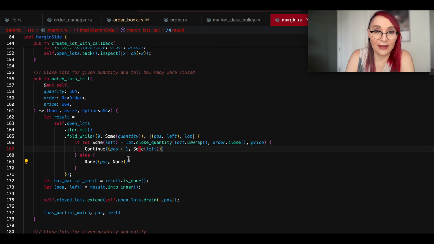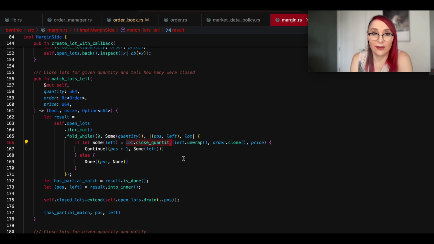And in this fold while, we close quantity on every lot that we go through. And this close quantity will return to us the quantity left that we didn't close in this lot. So close quantity on the lot will return the amount of quantity that was in excess of what was available in the lot. So if the lot was 5 and we tried to close 20, 15 is the excess. So if there is an excess, we continue and go to the next lot and match this 15 against the next lot. If there is no excess, we are finished, right? And we say no excess.